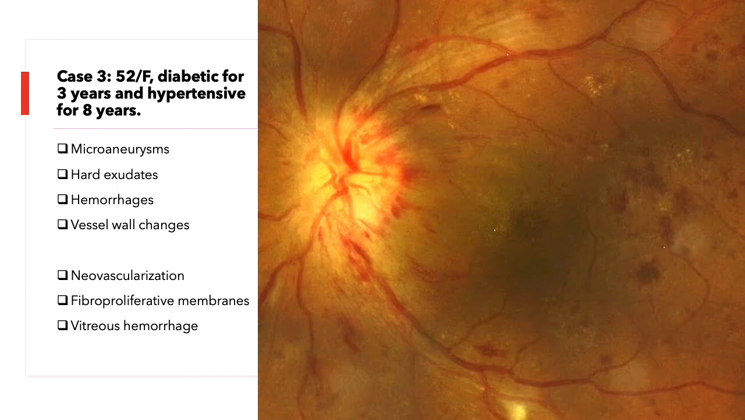However, the presence of the swollen disc and the predominance of flame-shaped hemorrhages will also tell us that this patient has a superimposed hypertensive retinopathy. But hypertensive retinopathy is another story, so we'll just end our exercise here.